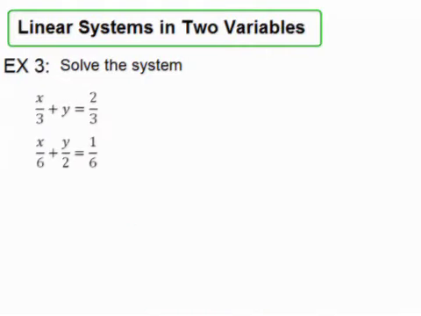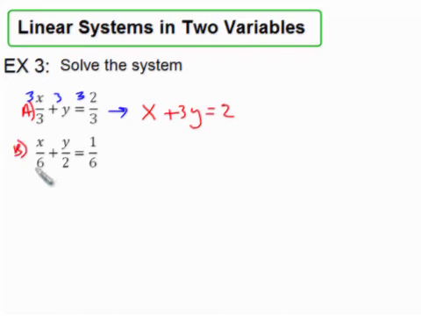Let's take a look at a linear system of equations that contain fractions. When one or both equations have fraction coefficients, it simplifies solving if we remove the fractions first. So for equation A, the lowest common denominator, or the least common multiple, is 3. So I will multiply both sides of my equation by 3, leaving me with a new equation A that looks like x plus 3y equals 2.